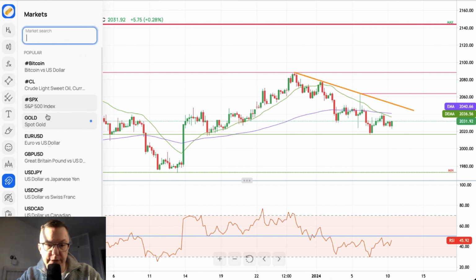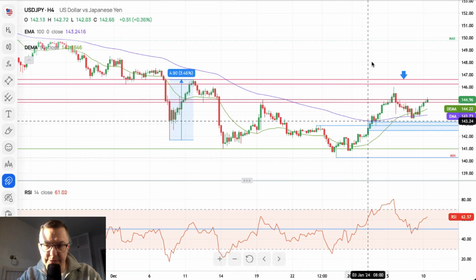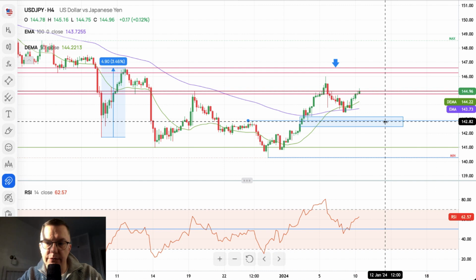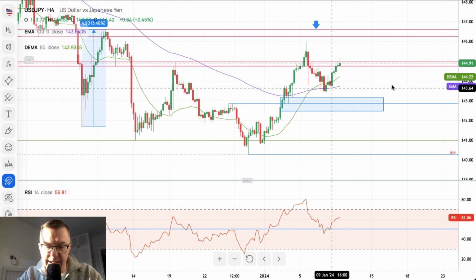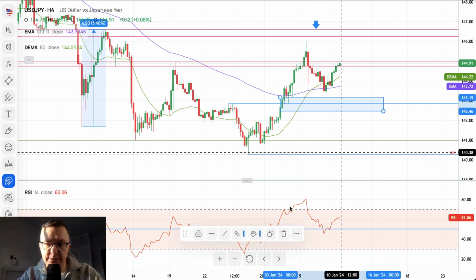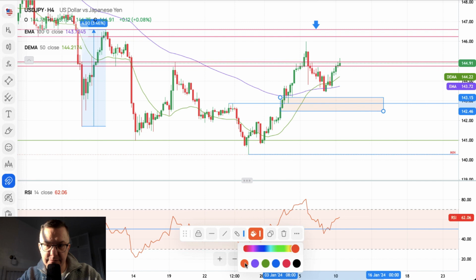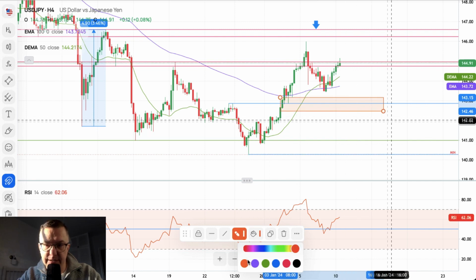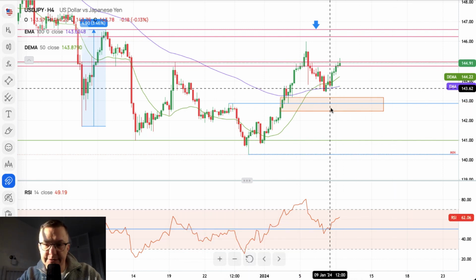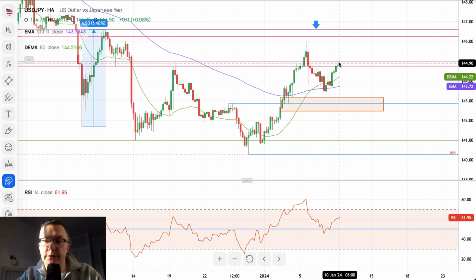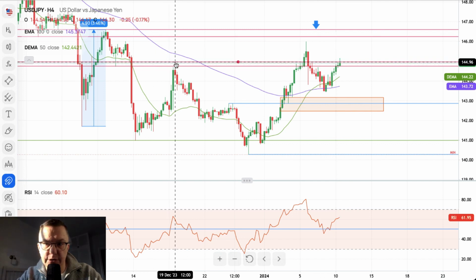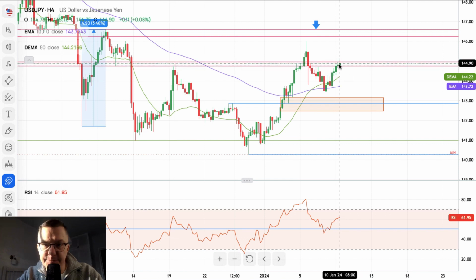Let's find out what the US dollar to the Japanese yen is doing, as recently we got the breakout to the upside. US dollar to the Japanese yen didn't actually go towards our blue zone. Let me just change the color of the zone, so it will be orange. So it didn't go towards this zone, but it bounced prematurely higher towards the recent level of technical resistance, 144.96. This level has been violated.